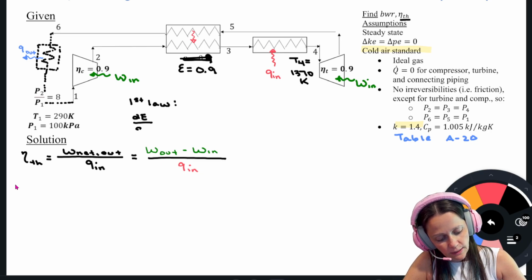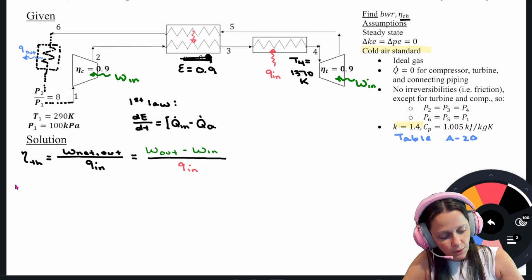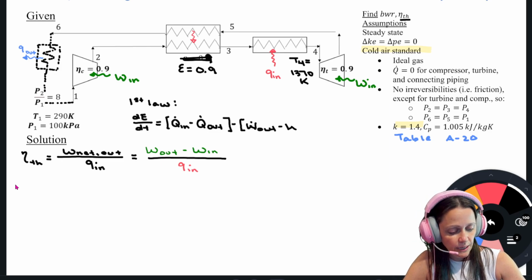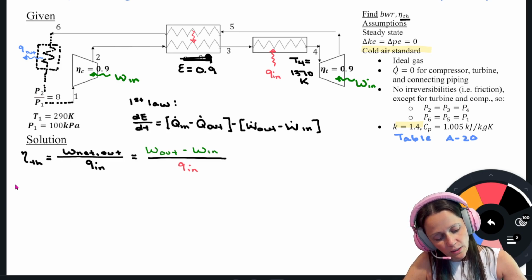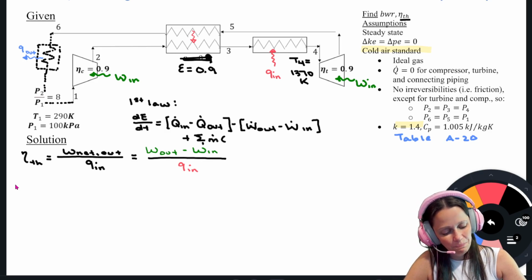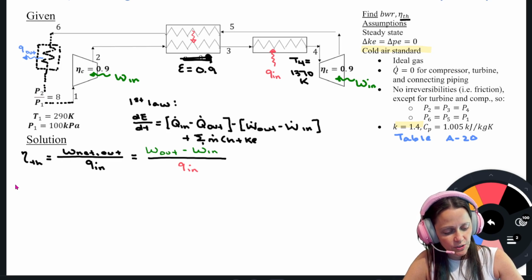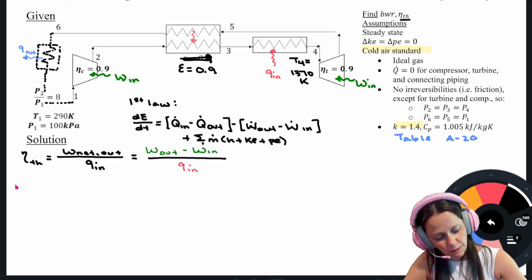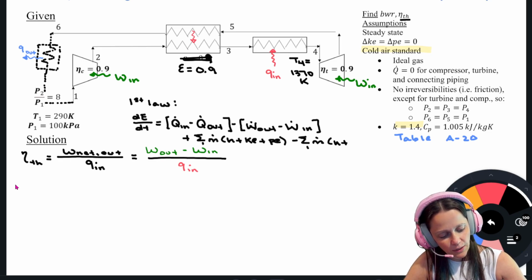So dE/dt equals Q dot in minus Q dot out minus W dot out minus W dot in. And then all of this plus the sum of a whole bunch of stuff coming in: M dot times H plus kinetic energy plus potential energy. I know I'm going to ignore those, but might as well just put them there now, just so I know that they were once there. So enthalpy plus kinetic energy plus potential energy.